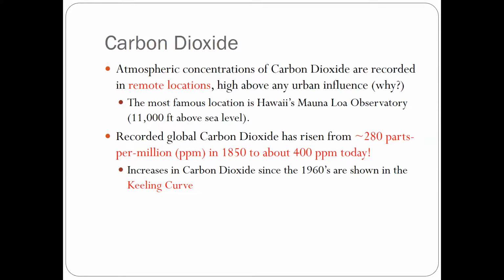If we were to do it in, say, downtown San Jose, during the daytime, carbon dioxide concentrations would be really high. Why? Because everybody's out, people are driving their cars, carbon dioxide spewing out of them, people are burning fires, there's all kinds of things releasing carbon dioxide. At night, carbon dioxide concentrations would drop down again as people aren't driving and so on. So we want to get away from any of those localized signatures.